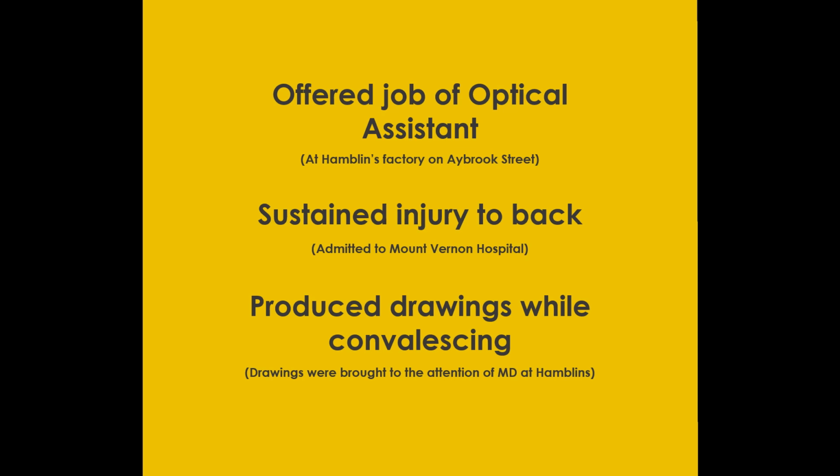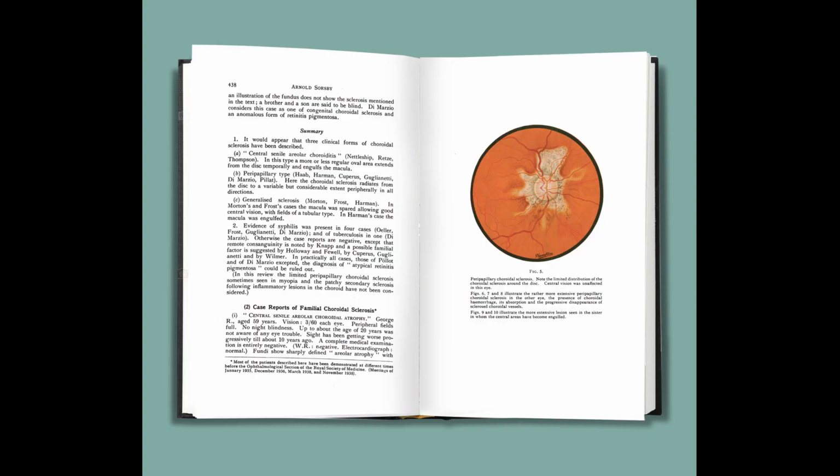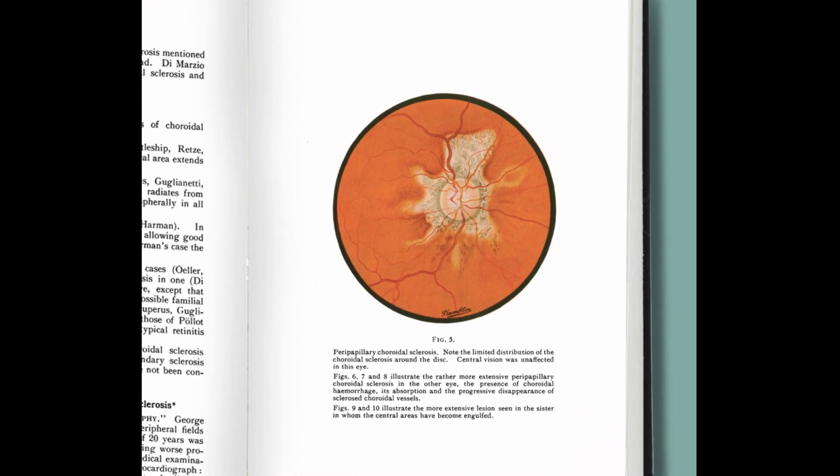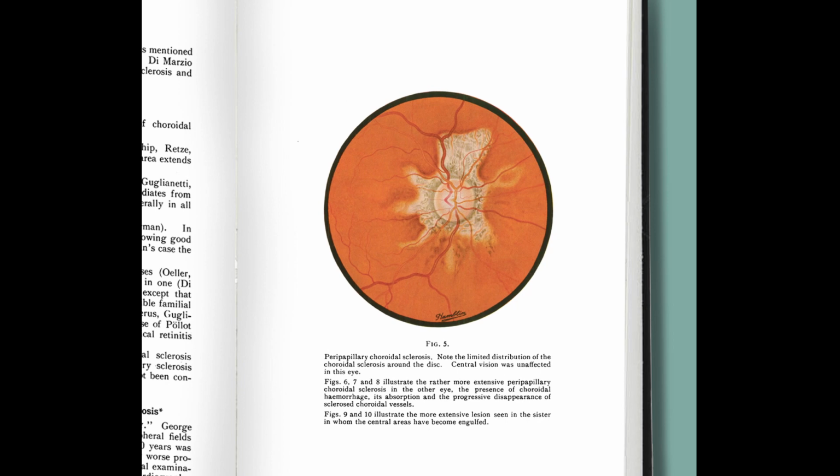The drawings he made while convalescing were brought to the attention of the managing director at Theodore Hamlin. On the strength of his artwork, Tarrant was offered an apprenticeship as an ophthalmic draftsman for £2 a week. He was thrilled, as this would combine both drawing and optics. He traded his khaki overcoat he wore in the factory for a white overcoat that was worn by the draftsman. Tarrant described this as moving up in the world, beginning a career that spans 46 years as an ophthalmic artist.